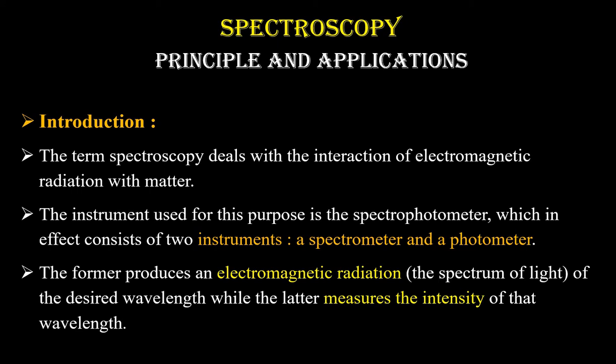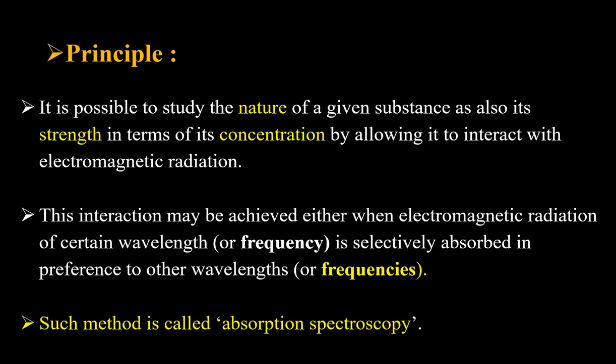The former, that is the spectrometer, produces an electromagnetic radiation, that is a spectrum of light of desired wavelength, while the photometer, that is the latter, measures the intensity of that wavelength. It is possible to study the nature of a given substance as well as its strength in terms of concentration by allowing it to interact with the electromagnetic radiation.